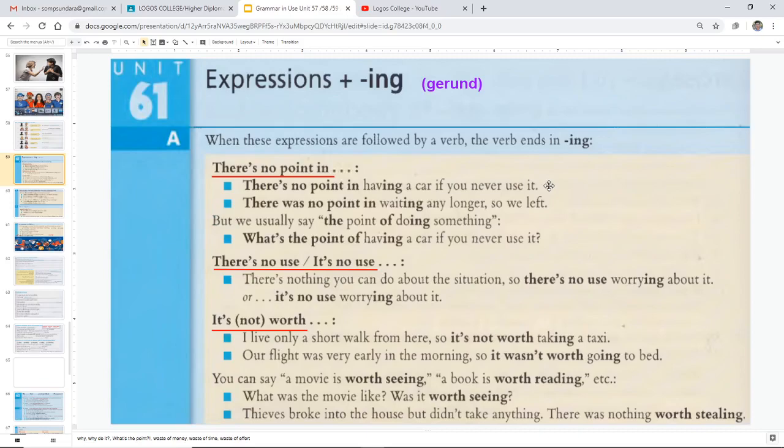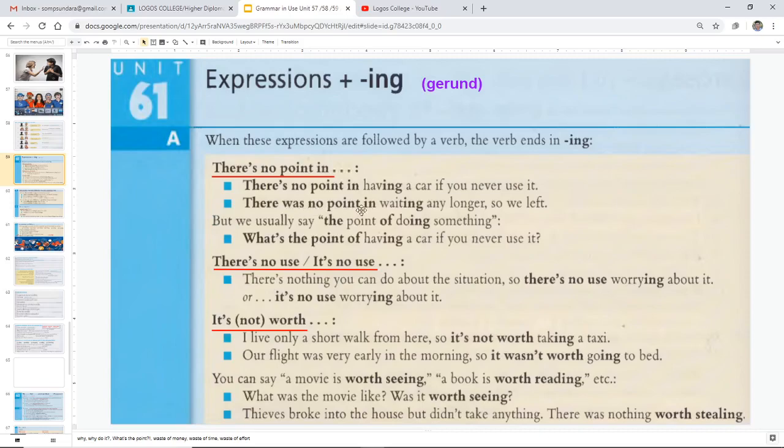Sometimes, have you heard someone say, what's the point? Look down here. What's the point of having a car if you never use it? That's the same way of saying this one: there's no point in having a car if you never use it. For this one, you're just asking a question because you want to know why. Why did you do it if you don't need it?